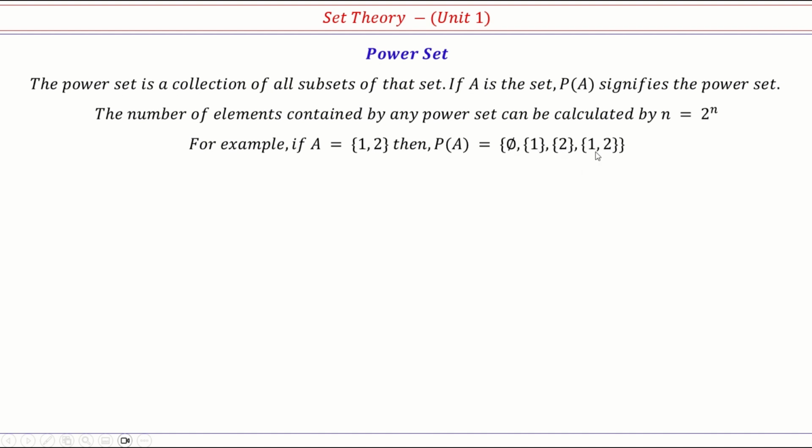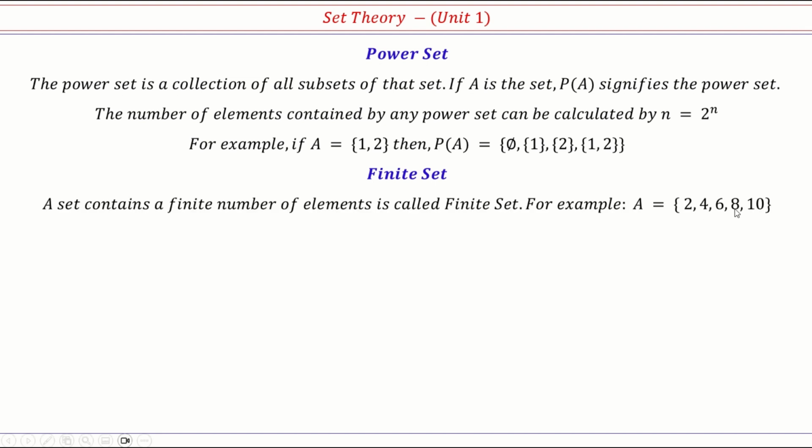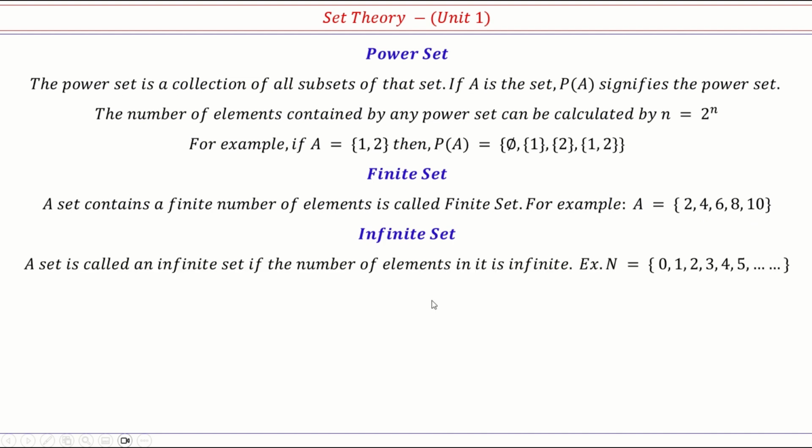So total 1, 2, 3, 4. 2 to the power of 2 is 4. Okay, next. A finite set is a set which has a finite number of elements which are countable, like 2, 4, 6, 8, 10. An infinite set is a set of natural numbers, set of whole numbers, set of rational numbers. These are infinite sets. Okay, there is no end to the number series, right?